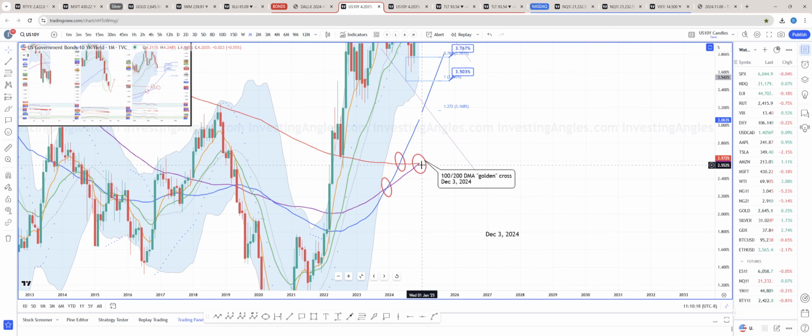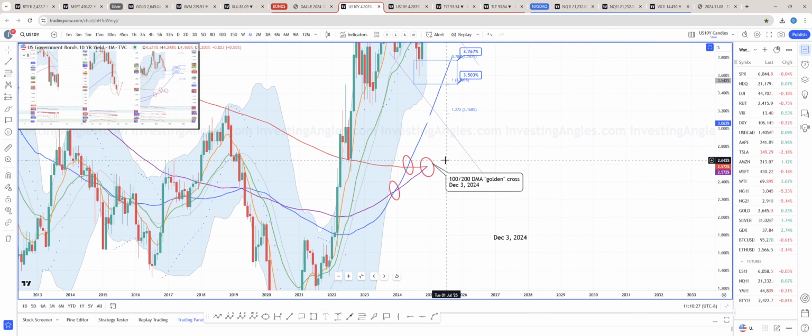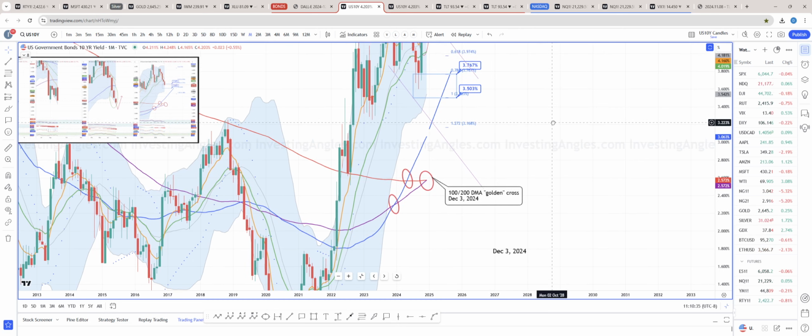But this is it. The 100-month moving average is about to cross the 200-month moving average, which is an epic golden cross, and it will be recorded most likely today. And if nothing happens in the yield and bonds world, this cross will be recorded in December.